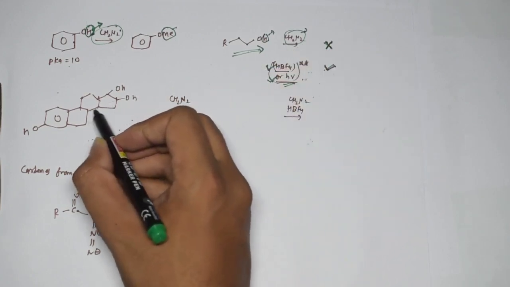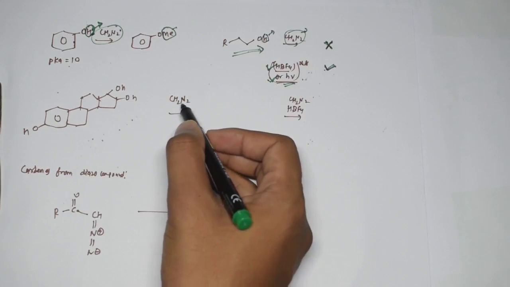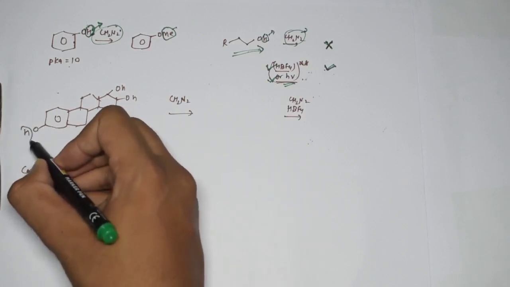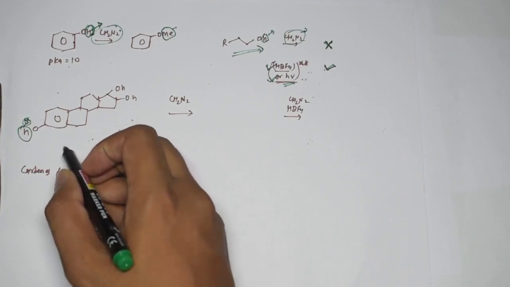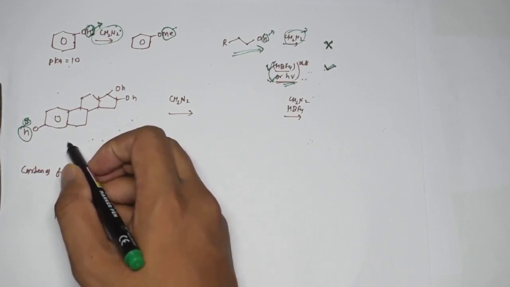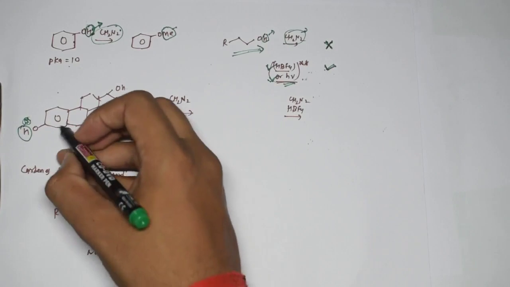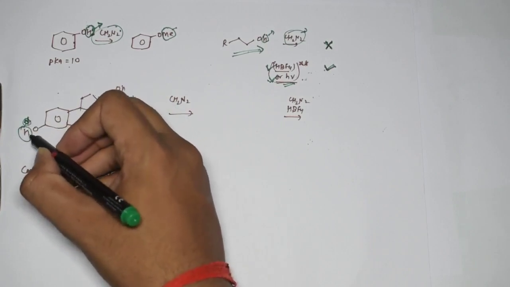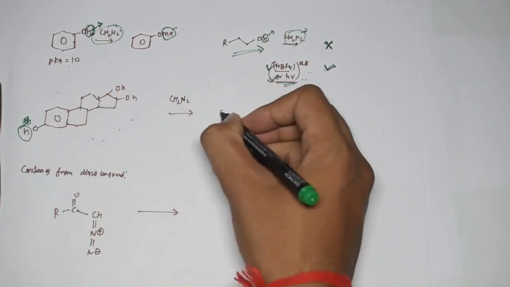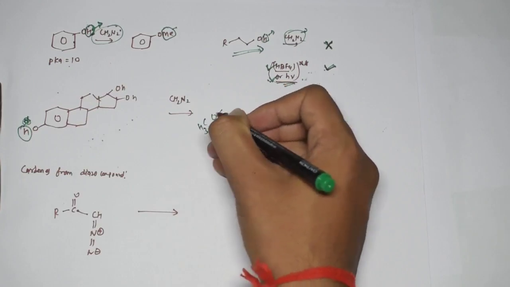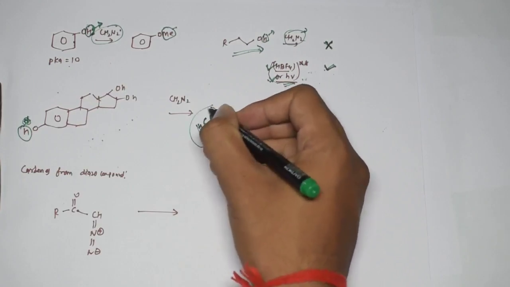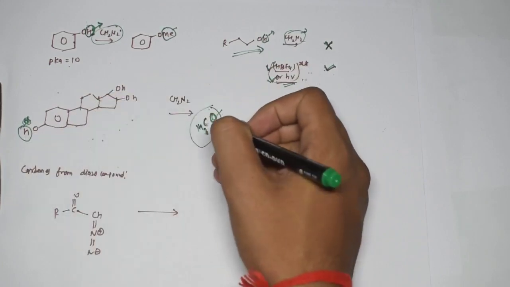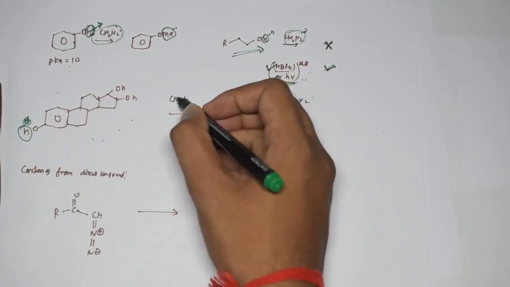For example, suppose we have CH2N2 and I am treating it with this. The hydrogen which you can see is the acidic hydrogen, right? Here we are doing selective methylation. Because this hydrogen is acidic in nature, here we will have CH3. I am writing like this only, because I am not going to draw the complete structure. So this OH will get converted into OCH3 in the first step.